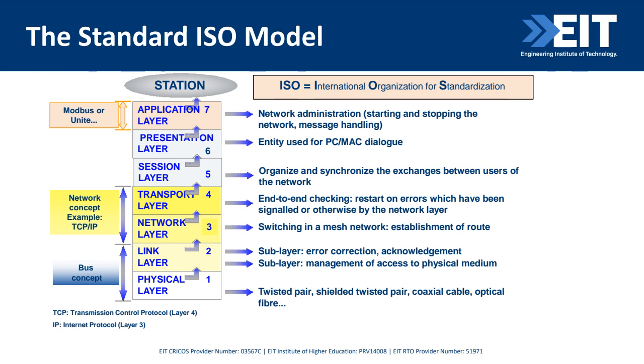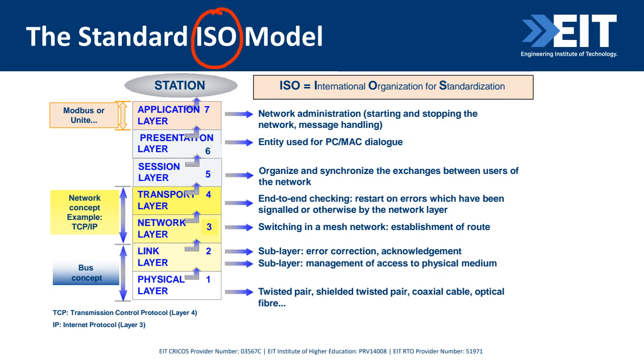Okay, now, whenever you speak of data communication, people might tell you there's this ISO OSI layered model, the layers, layer one, layer two, layer three. Now, what do these mean? It's a model that standardizes the communication between devices, between nodes.